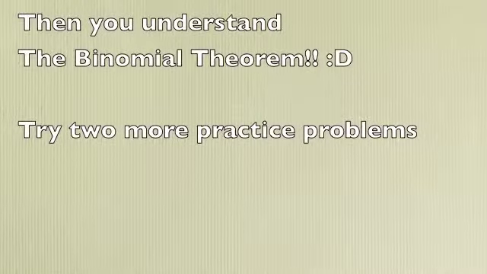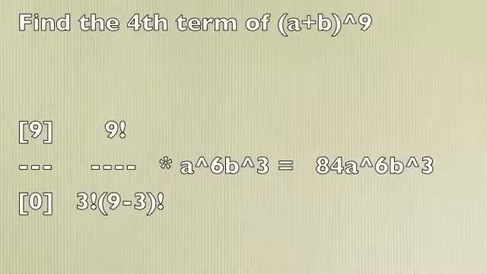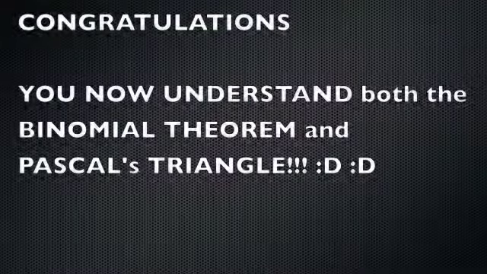So now, hopefully you understand the binomial theorem. Therefore, we're going to work on two more practice problems before we finish. So we're going to find the fourth term of a plus b to the 9th. In the work below, you can see 9 choose 3, which is 9 factorial over 3 factorial times 9 minus 3 factorial. And that eventually will equal 84 a to the 6th b to the 3rd. Hopefully this helped you out.